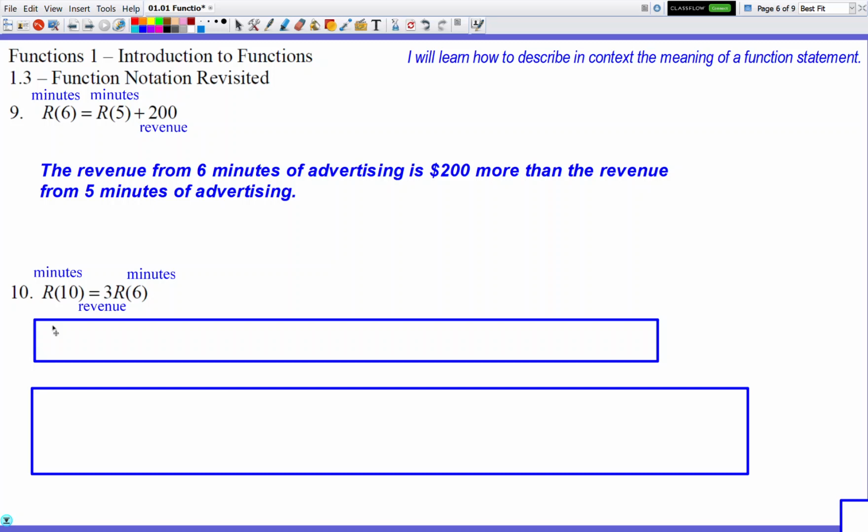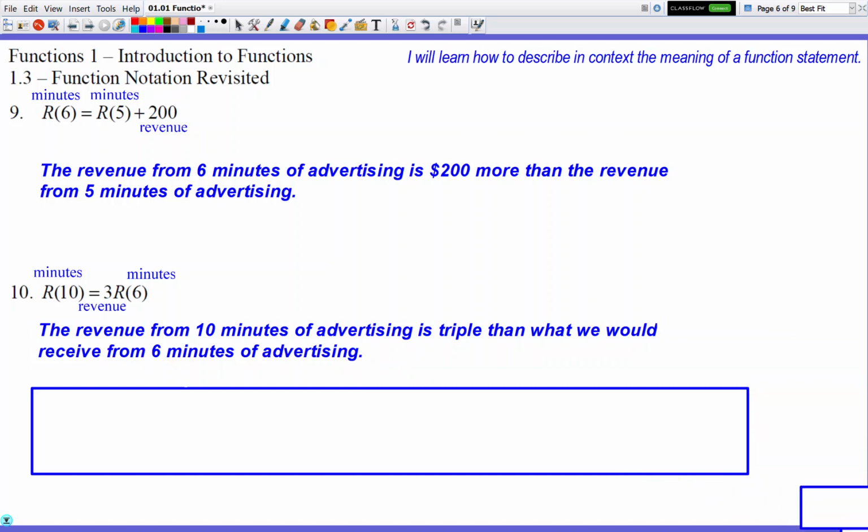Okay, so let's see what the wording is when I put this all together. The revenue from 10 minutes of advertising is triple that of what we would receive from 6 minutes of advertising. I guess I could have worded that a little bit better grammatically. I should have changed the wording of the sentence. I didn't read it out loud, and when I read it out loud just now, it sounded kind of strange. So just change it to what I said just now: is triple that of what we would receive from 6 minutes of advertising. Sorry about that.